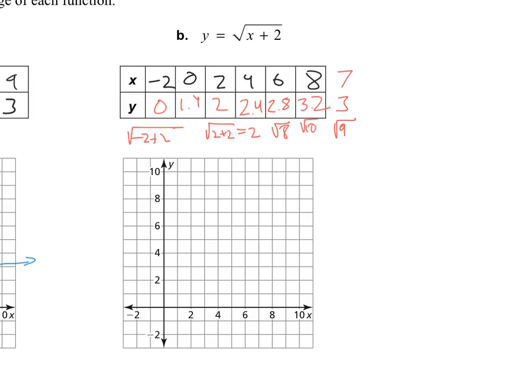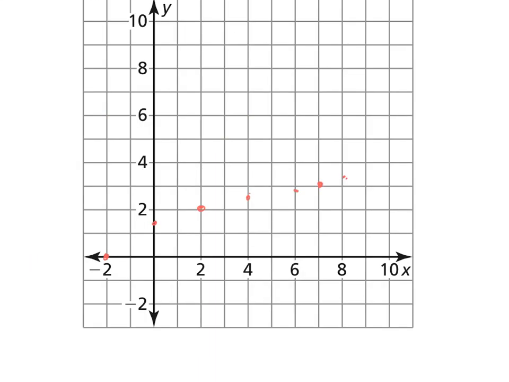Well, plotting those points, we get something like this. So we get these points through here, and if we draw in the curve, it's not a line. We get that. Again, it looks like half of a parabola, the other half being down here, but that's not part of our graph. So that is our curve, okay?